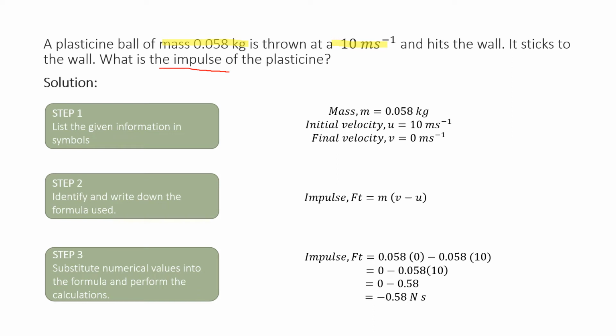The answer we get after the calculation of the values is negative 0.58 Newton second. The negative sign here tells us that the impulse is in the opposite direction to the velocity of the plasticine.